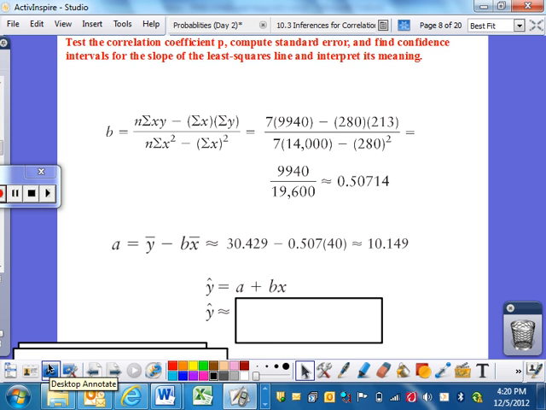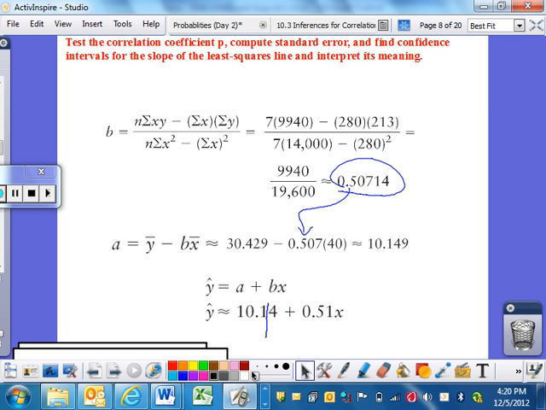So you just dump in the y bar from the previous page, or the average of the y's, minus your slope that we just found. So this 0.5 just comes in. And then X bar happens to be exactly 40. So then you get an A value of 10. So your least squares line would end up being that equation. Okay? So you need that equation, or the A and the B value, in order to find your standard error.